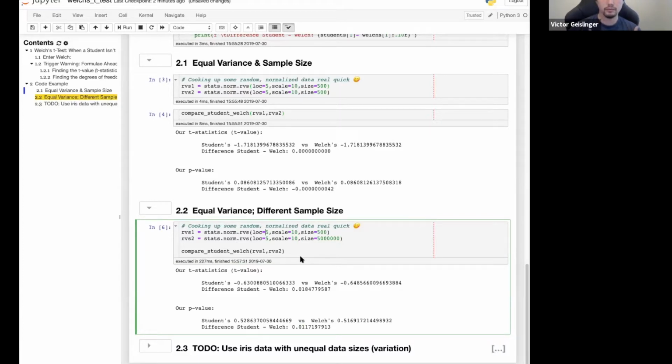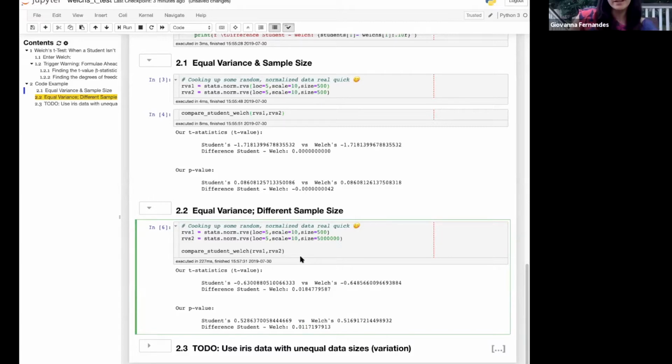Sound good? Okay, thumbs up if that makes sense, of why we would use Welch's tests. Thumbs down, you're like, I don't know what the difference is. Okay, I see some sideways, some thumbs down. So Giovanna, do you have a specific question on this, or what's tripping you up?